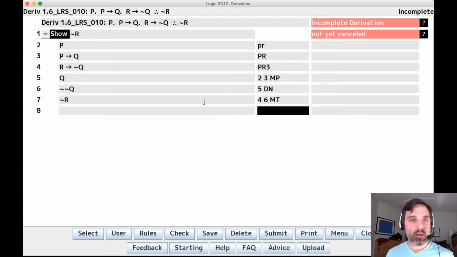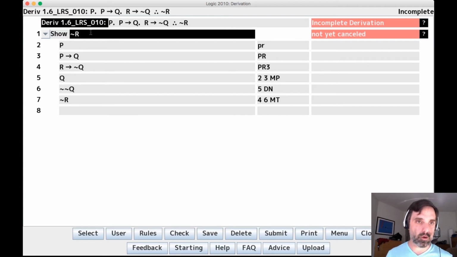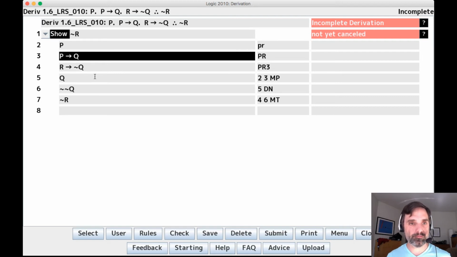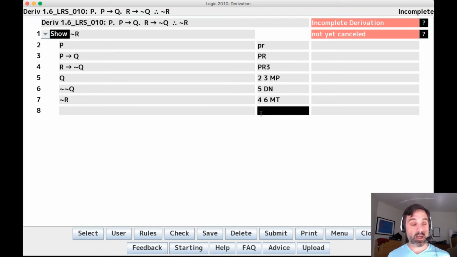Okay, so to return to the specific derivation, we started with showing not R, trying to show not R. We wrote down our 3 premises. We then made some inference rule applications, and we got to not R. Now, hooray, that's good, because not R is what we're trying to show. And that means that we should be done. So how do we tell the program that we're done?